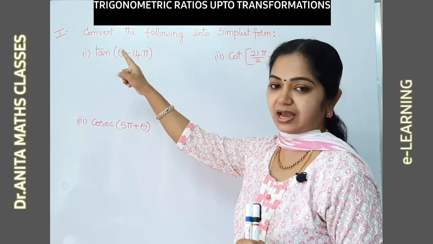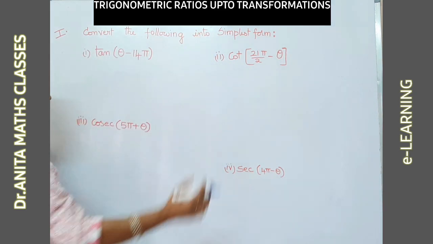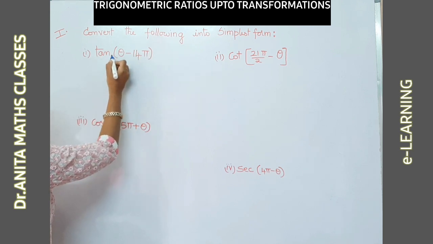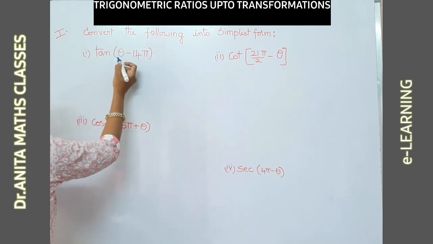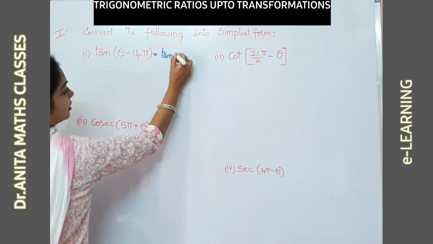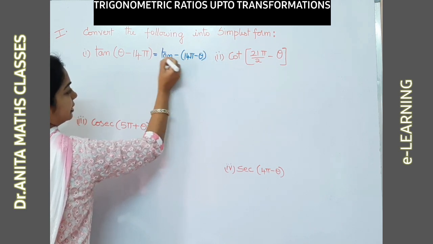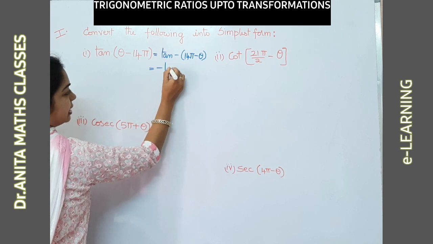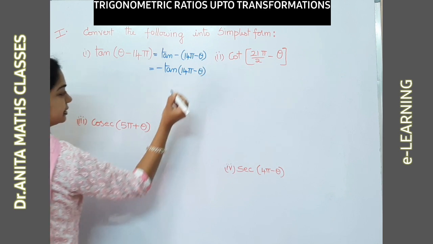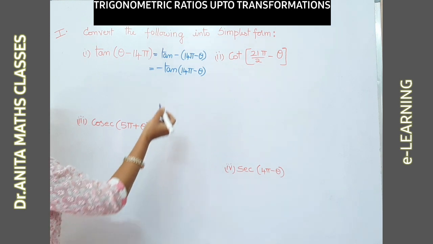In the first section, I have noted down the problems here. See here, convert the following into the simplest form. The first one is tan of (theta minus 14 pi). Here, I'll take the minus outside. If I take minus outside, it comes tan minus of (14 pi minus theta), right. Now this comes to minus tan of (14 pi minus theta), right.